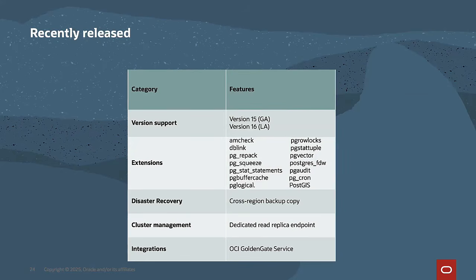We have a dedicated read replica endpoint. As I mentioned earlier, your read replicas also serve reads in addition to your primary, but customers wanted a single endpoint to point their applications to, one that would manage and load balance reads across the cluster. So your writes go into your primary via that endpoint, and reads come in via the read replica endpoint and are load balanced for you. And we have integrations with OCI GoldenGate, which I'll talk about in a second in the context of migration.